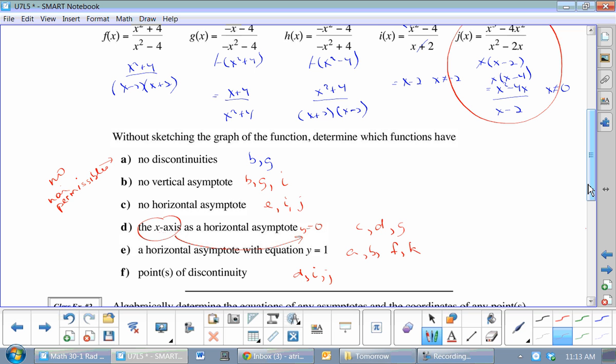Yep. B and G had no... Yep, B would, right? Because they're both x squareds. So if they're the same, they have a horizontal asymptote. The only time you would have no horizontal asymptote is if the degree is bigger on the top than on the bottom. So there is tons of stuff to know there, okay?